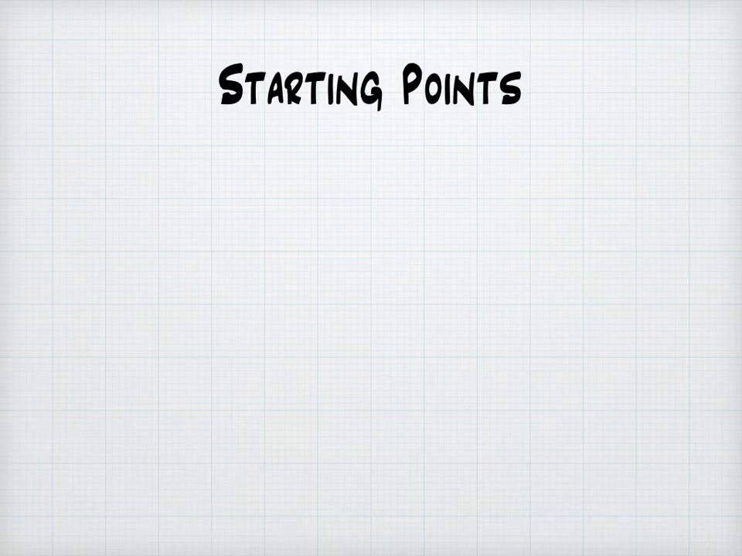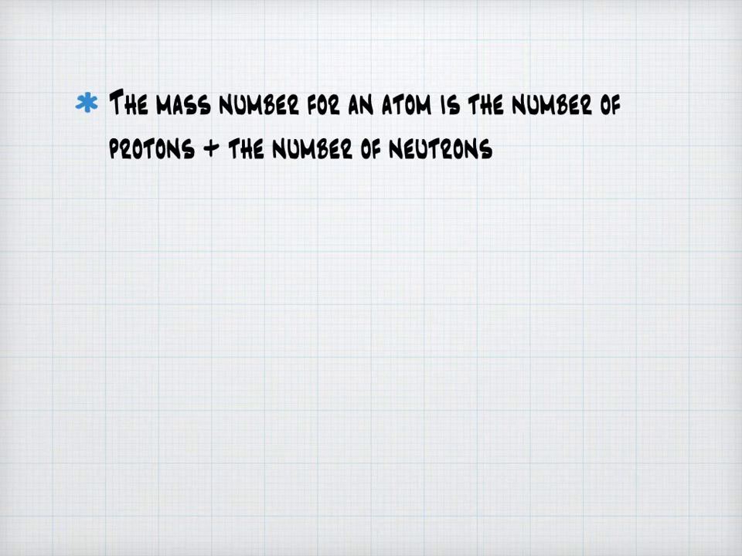Before we start, there's a few things I need to assume you already know. I'm going to assume you already know that the mass number for an atom is the number of protons plus the number of neutrons in its nucleus. It's effectively how much the atom weighs. We ignore the mass of electrons because they are really tiny.